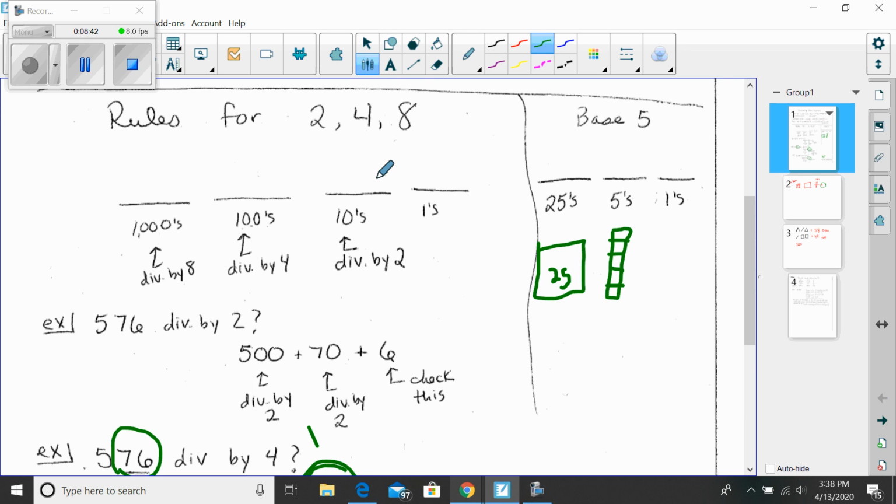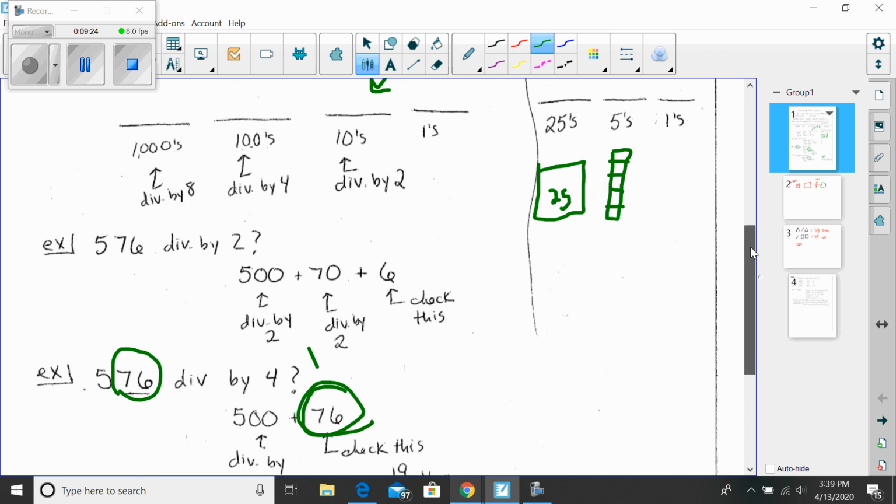Okay, like if I were working in, say, base 8, and in base 8, this is 64, this is 8, right, and then I have my unit. So I could say, well, what's the divisibility rule for 8 in base 8? Okay, and in base 8, I'd have to have 0 units for my number to be divisible by 8, right? Because this is divisible by 8, right?